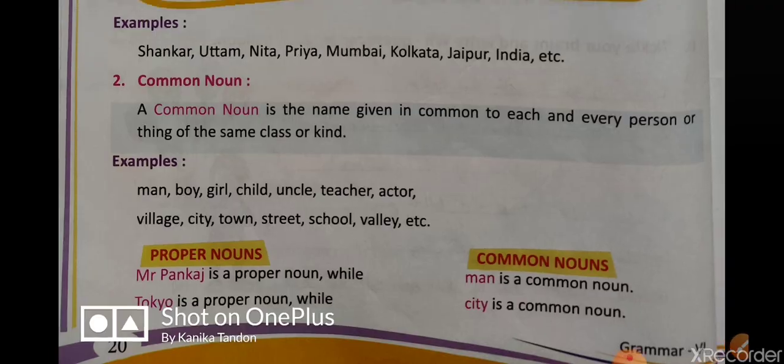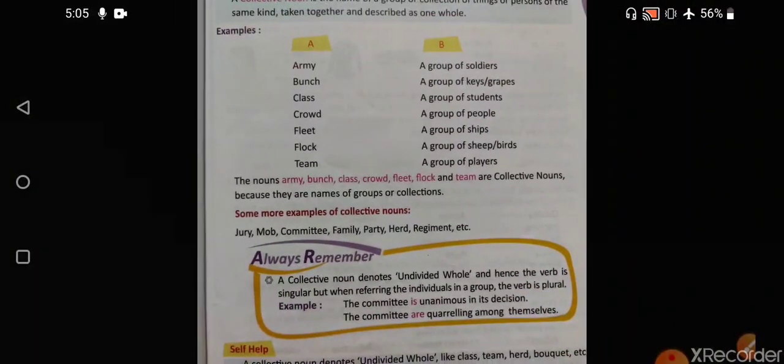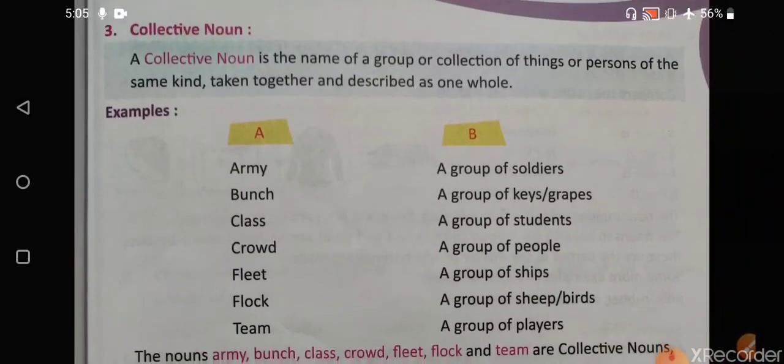Okay, coming on to the third type, which is the collective noun. So what is a collective noun? When we collect all the things and call them one. For example, we collect all the students in a room and call it a class. Similarly, I have collected all the keys of my house and called it a bunch of keys.